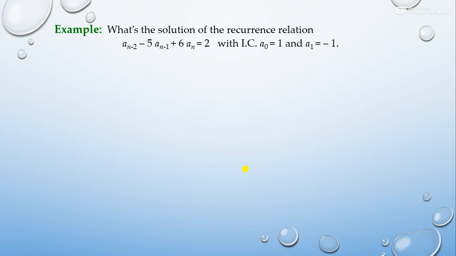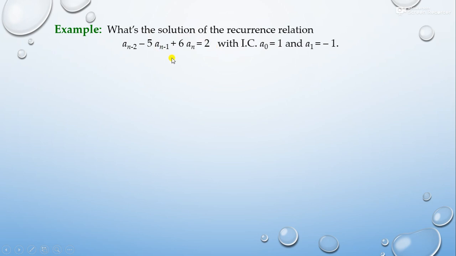First one is, we have to find the solution of this recurrence relation. The recurrence relation is given as an minus 2 minus 5 an minus 1 plus 6 an is equal to 2, and initial conditions are also given here, a0 is equal to 1 and a1 equal to minus 1. So we can see here this is a non-homogeneous recurrence relation. So how to solve it?